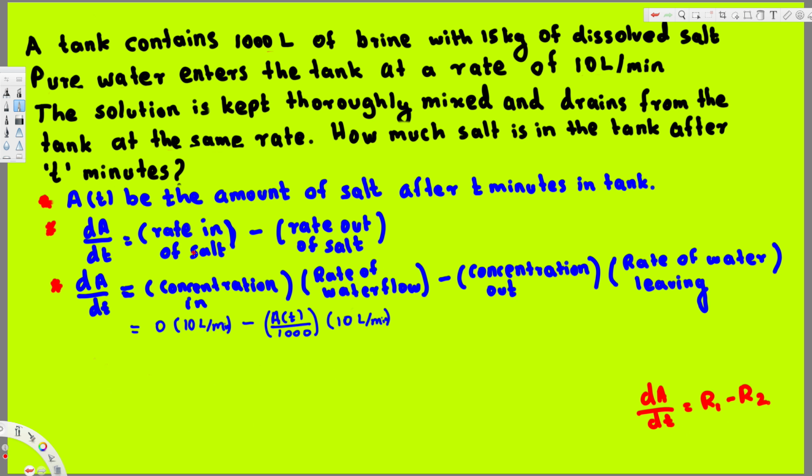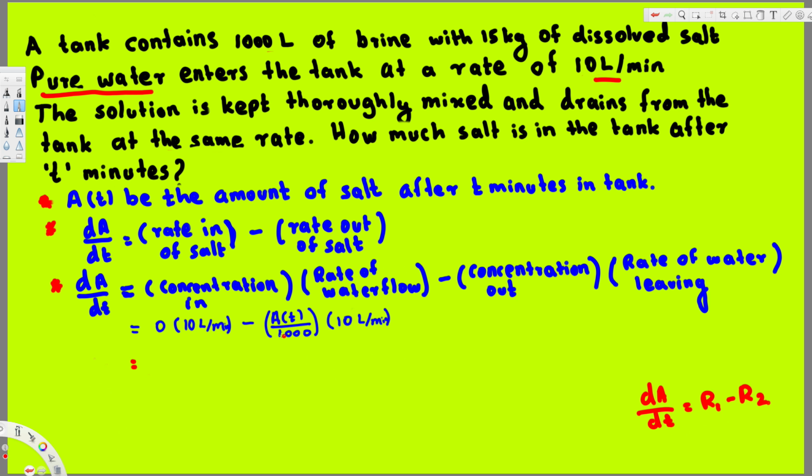Now the rate in of salt can be calculated by multiplying the concentration and the rate of water flow. Rate out is also the same thing, multiplying the concentration out by the rate of water leaving. Initially we have zero concentration because in the question they have mentioned that this is pure water, right? So when we have pure water, the concentration is 0, and the rate of water flow is 10 liters per minute, and that's why we put that one right here.